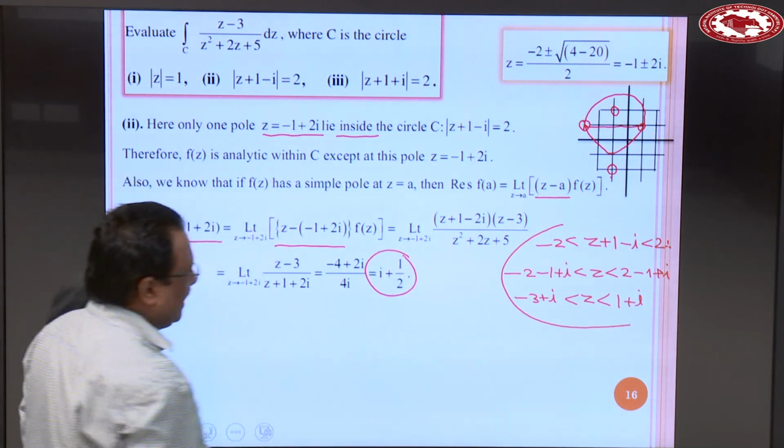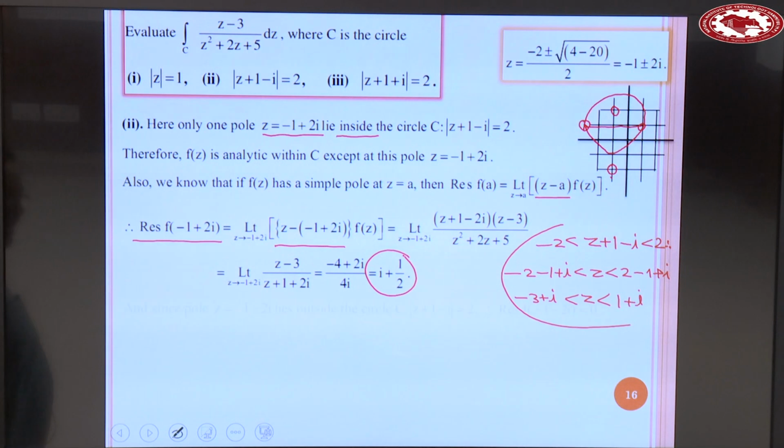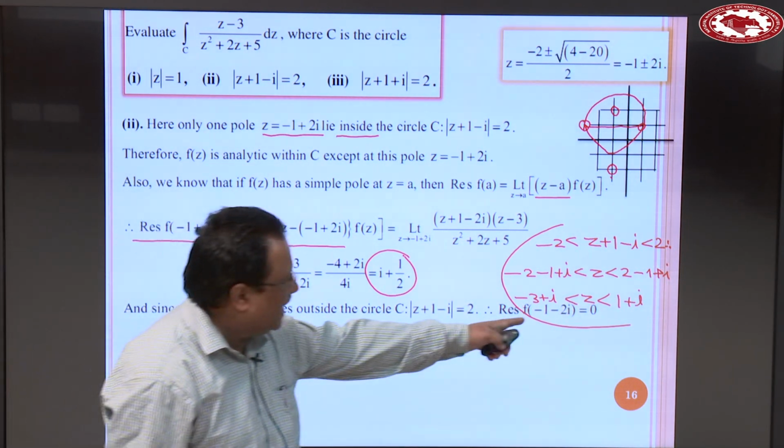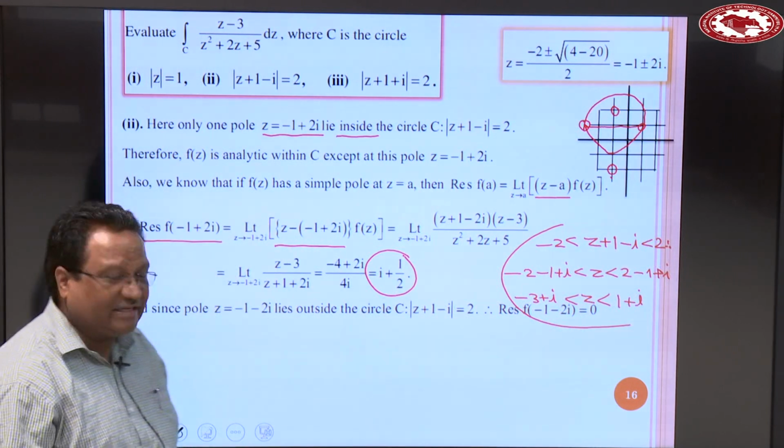and when you calculate all these things you will get minus iota plus 1 by 2, and then z is equal to this lie outside the circle, then residue at this point is 0. Obviously this residue is 0.